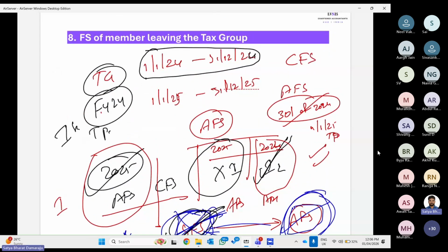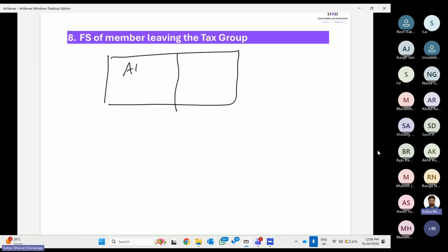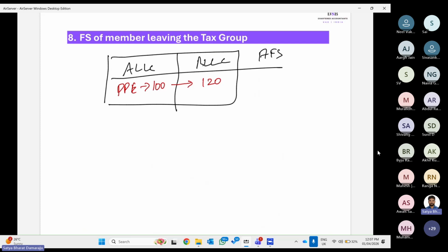Okay, one last point, maybe 5 minutes I'll take. FS of a member leaving the tax group. Let's assume there is a tax group. A LLC and B LLC are the members of the tax group. They have prepared AFS. A LLC has an asset, a PPE worth 100. This has been transferred to B LLC at 120. So in the AFS, PPE, how much?